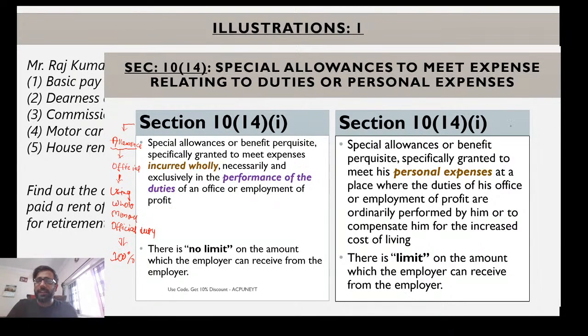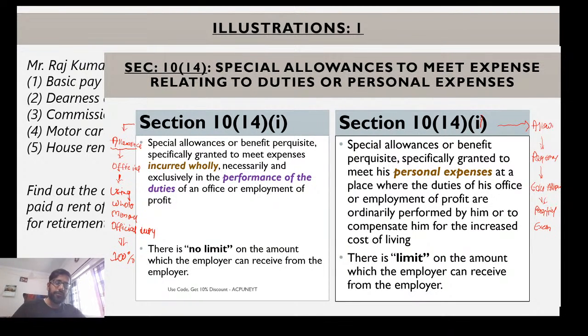In case of section 10(14)(ii), this is 2. If you are getting any allowances for personal purpose, here it talks about you are receiving allowances for personal purpose. What is personal purpose? Let's suppose you are getting education allowances for your children. So here 100% amount is not going to be exempt. There is a partial exemption provided.